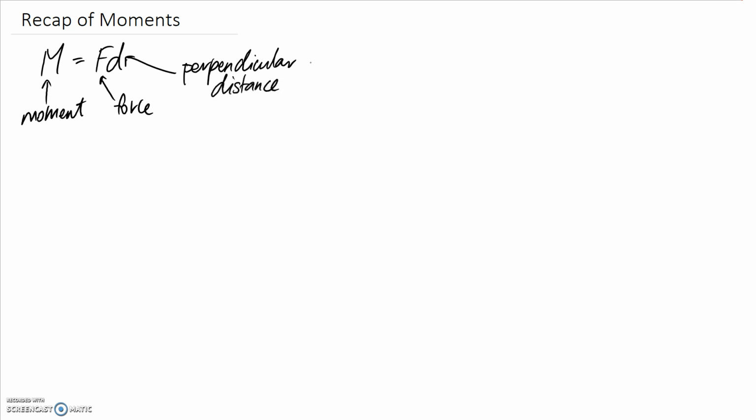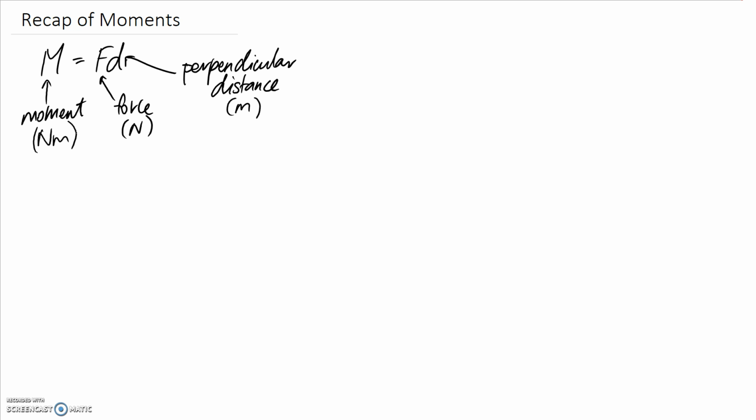So the units for each of these: force is typically measured in newtons, distance is typically measured in meters. So the units of the moment is basically the units of force and distance multiplied together, which provides you with newton meters. Obviously you can use prefixes on any or all of these as well.